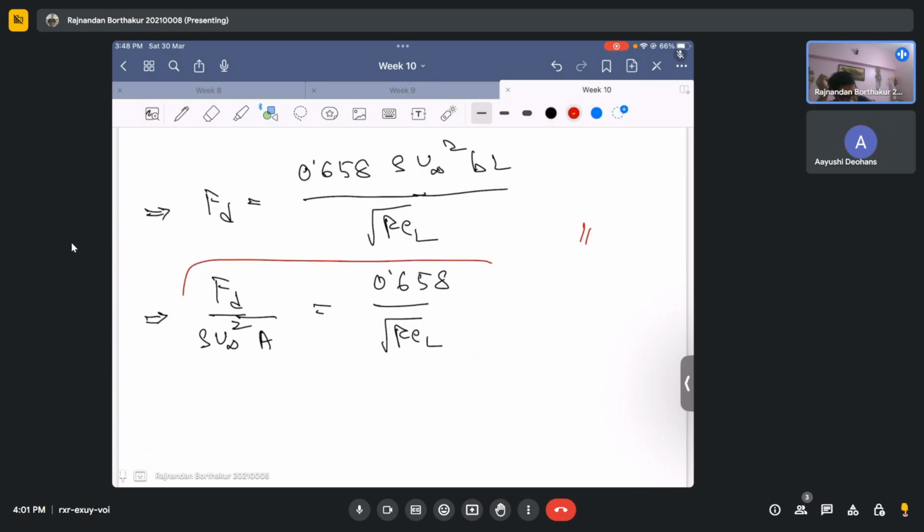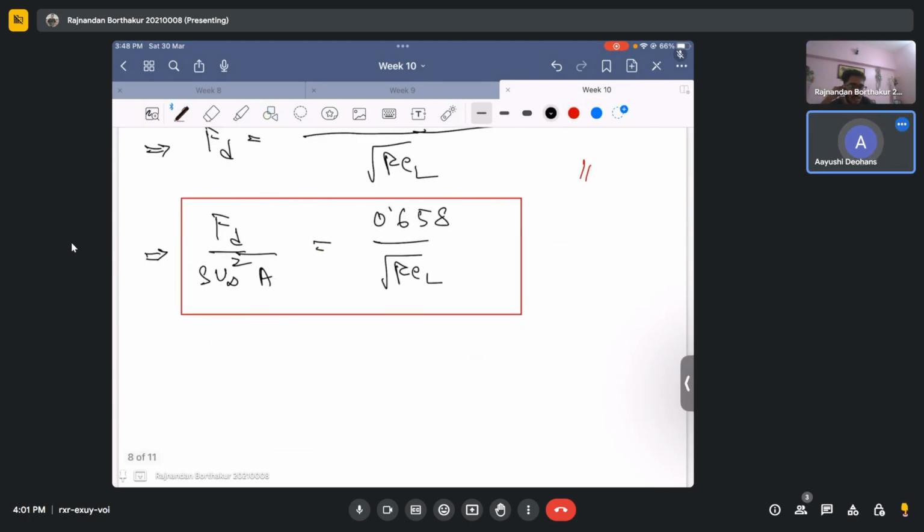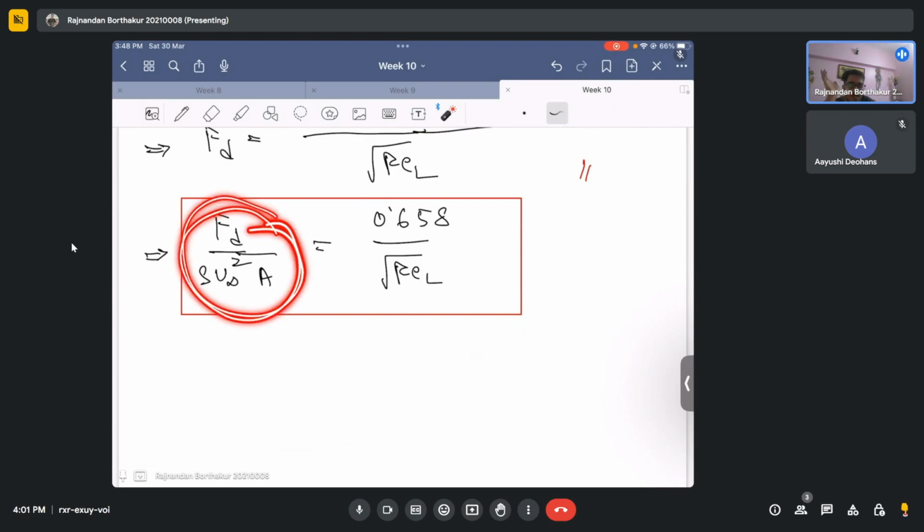Coefficient of drag. So this is the coefficient of drag, or the drag coefficient. Actually, this is the coefficient of friction, and if you integrate it, you can calculate the drag coefficient, which is basically obtained from the coefficient of friction. So I'm saying this is just a non-dimensional number. That's all I'm saying.